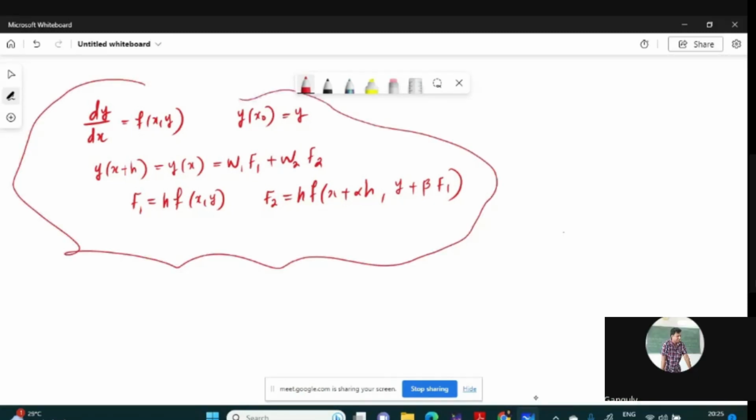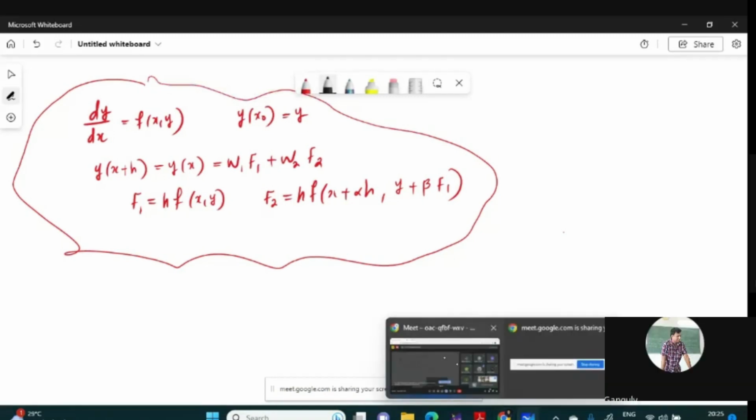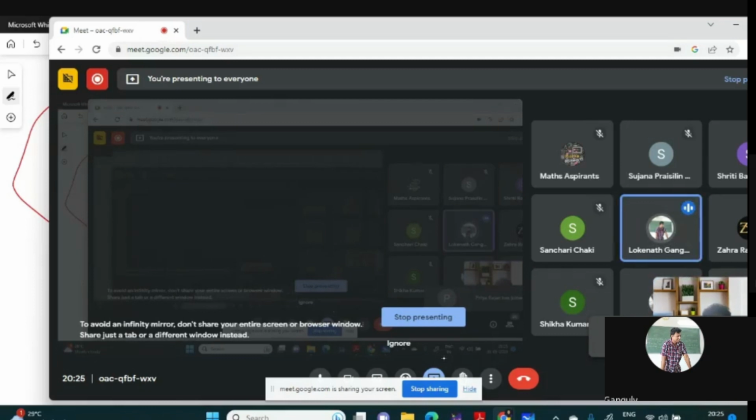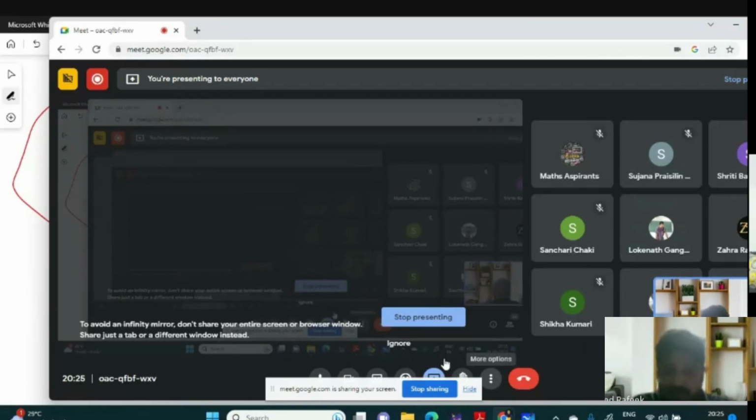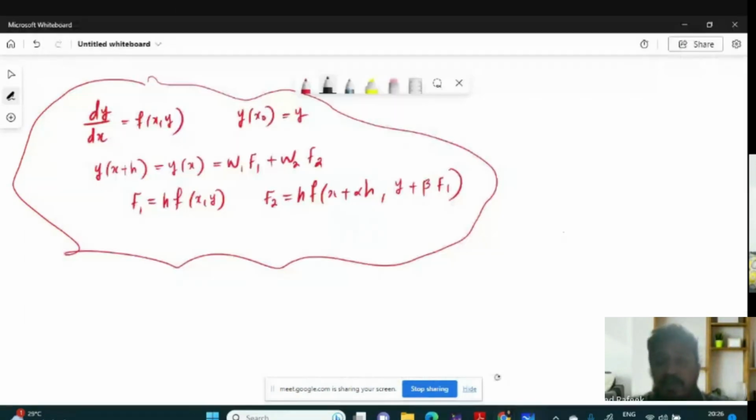Hello, sir. So in the RK2 method, are the constants alpha equal to 1 by 2 and beta equal to 1 by 2? Yeah, correct. Generally, these all are given from the question only, whatever is written. Now, whatever the theory we know, I am going to write now.